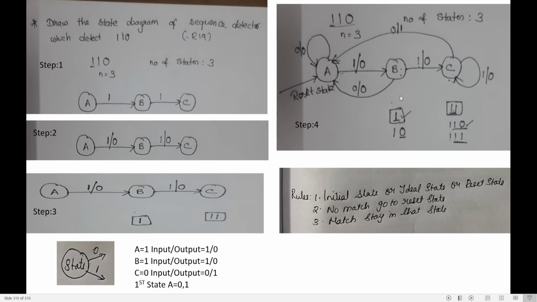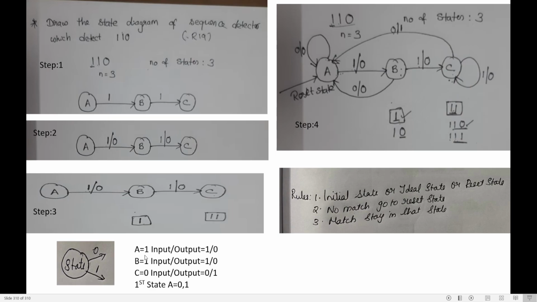Now write the state transitions. Remember, any state, whether it is A or B or C, will have two inputs. One is 0, other one is 1. I need to tell what happens if my input is 1, where I will go. What happens if my input is 0, where I will go. So what is given here? 110 is given. You know A is 1. You know B is 1. You know C is 0.